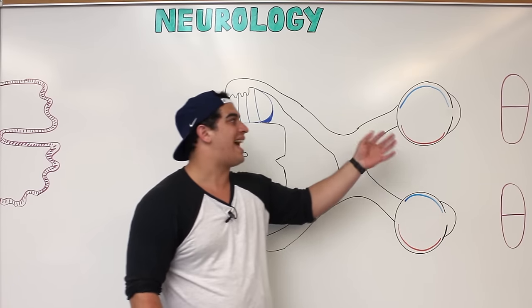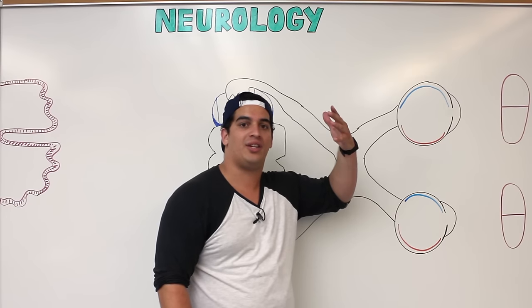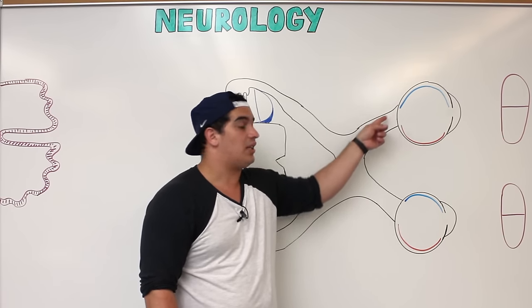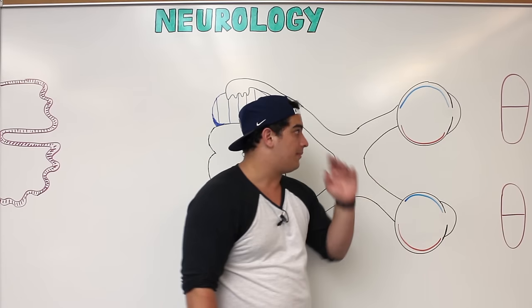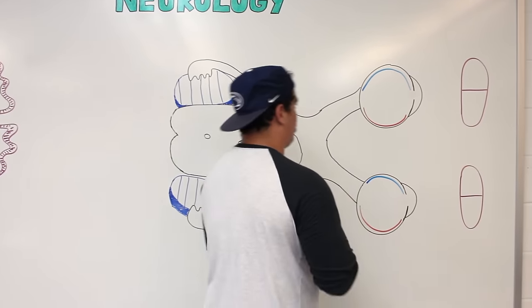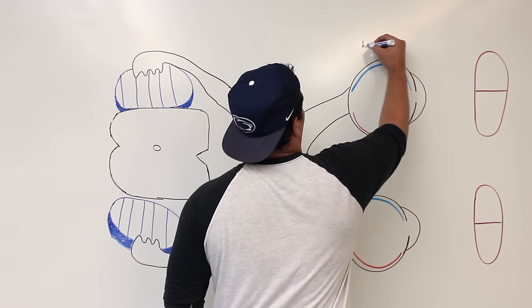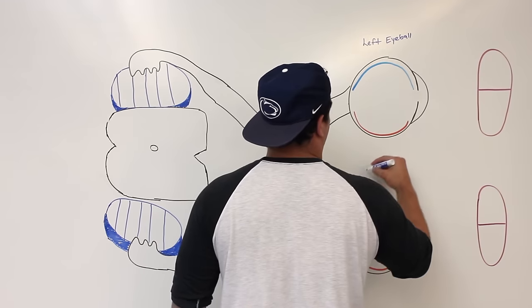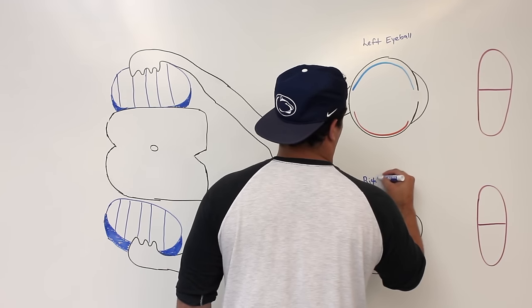Because we already talked about exactly how those light rays got converted into chemical changes and then electrical changes, and how they went down the axons of the ganglion cells, which basically made up the optic nerve. All right, so now we're going to have two eyeballs. This is the left eyeball, and this is the right eyeball.